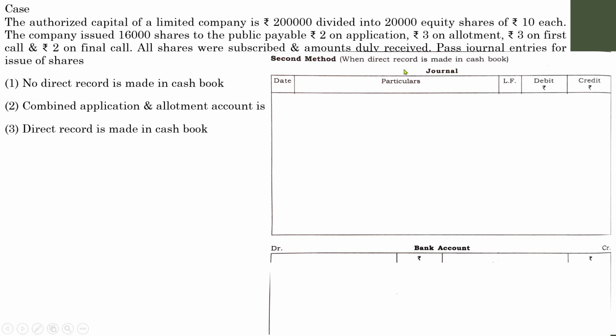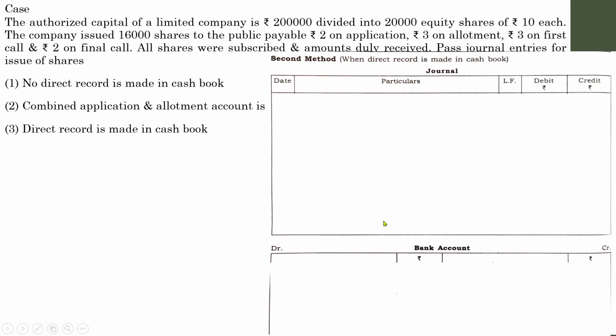When a direct record is made in the cash book, in that case you have to prepare a journal as well as a bank account. You know the drill. It will have date, particulars, ledger folio, debit and credit, and the bank account is just like a T-shape account consisting of particulars, amount, debit side, credit side. I hope you all know the basics of preparation of accounts.